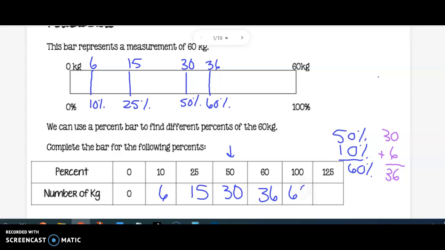And 100%, I don't have to do anything there. 100% would be having the whole thing, the whole 60 kilograms. But our last one, 125%, I want you to draw onto this bar another about 25%. So this would be 125%. And we're going to add together what we've got for 100% plus 25%. So 60 plus 15 more. Okay, that should give you 75 kilograms. We're going to write it up top. And that is our first percent bar question.